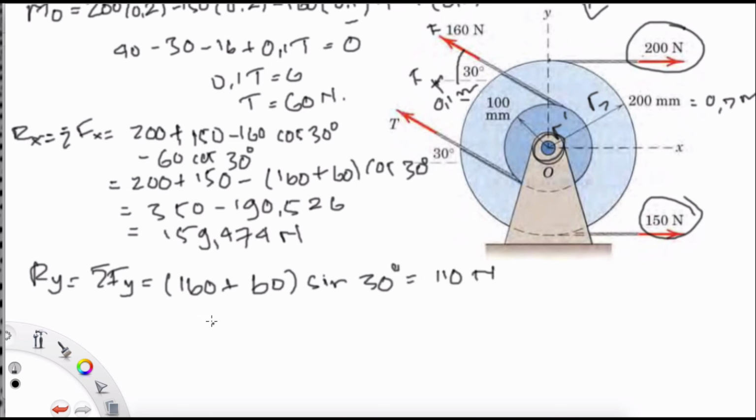Next, we continue to find Ry. Finding Ry is simpler, because we only have two forces here, this one and this one. It is in the x direction, and it can be projected to the y direction. So for the y direction, there are only two forces, 160 and 60 sine 30, and we will find that it is 110 Newton. And then what is the resultant?